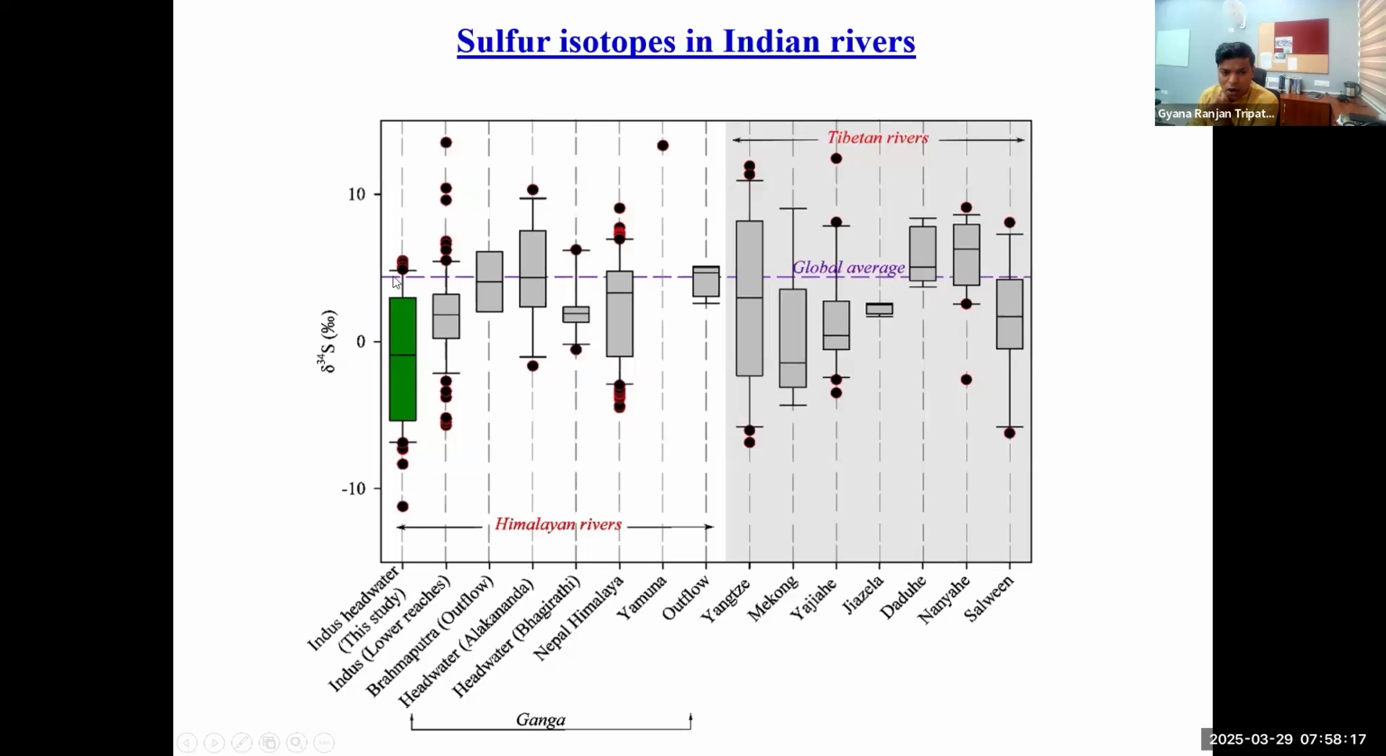But one thing that is observed is, though there is quite a bit of spread in the delta 34S of Indus headwaters, they are systematically depleted from the global average. That means the pyrite oxidation, because the lower values reflect pyrite oxidation, these systematically lower or depleted values of delta 34S for Indus headwater indicate that in this region the pyrite oxidation rates are quite intense.